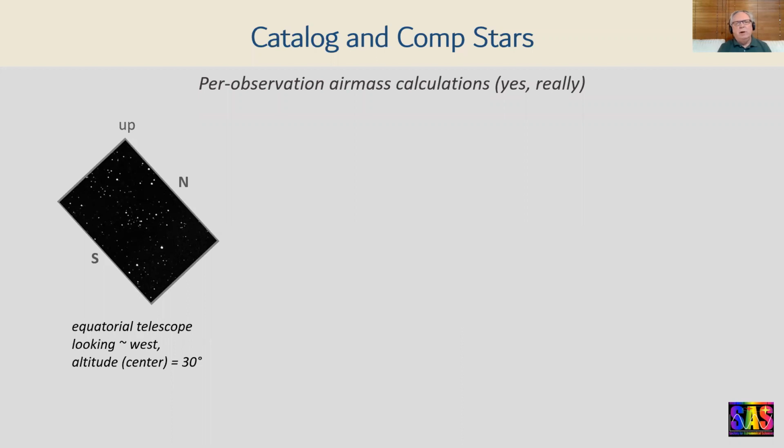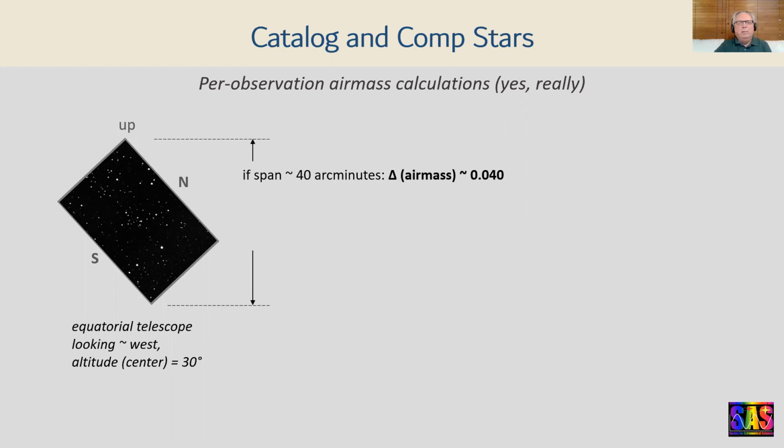Per observation, not per image, air mass calculations. Yes, really. So if you're looking west in the northern hemisphere, your field of view is probably going to look like this. North is, of course, pointing toward the north celestial pole. So you have a top corner, highest above the horizon, and a bottom corner, lowest with respect to the horizon. And if the span of your field of view from corner to corner is your typical amateur 40 arc minutes, then the difference in air mass top to bottom is about 0.04.